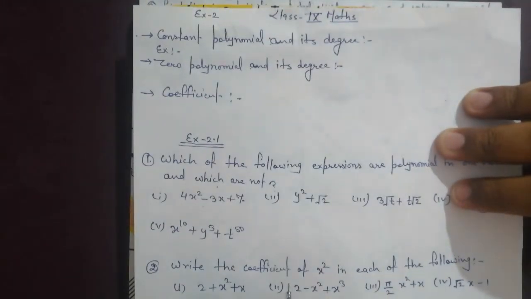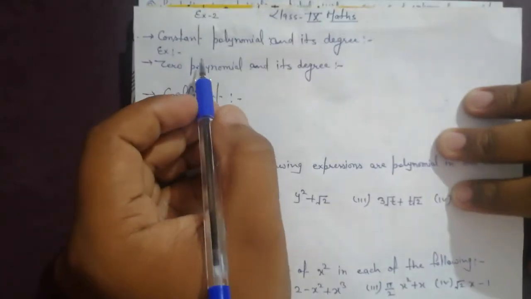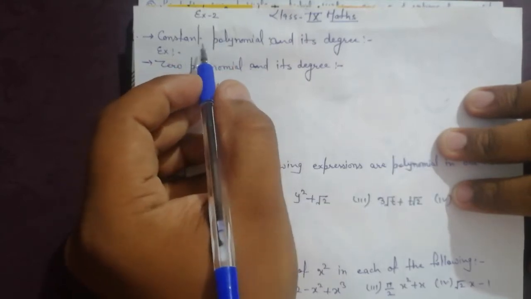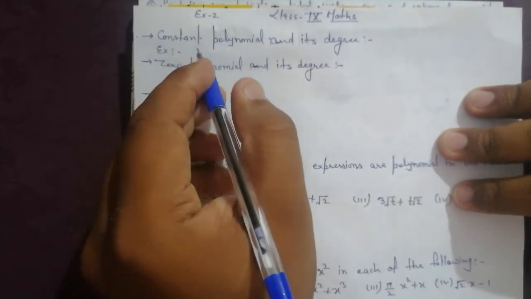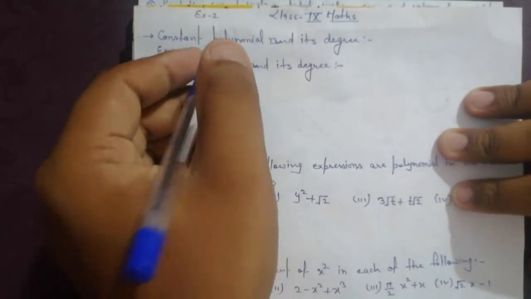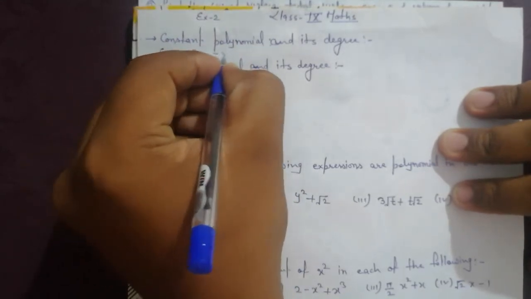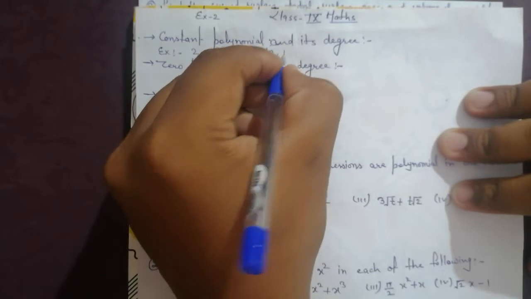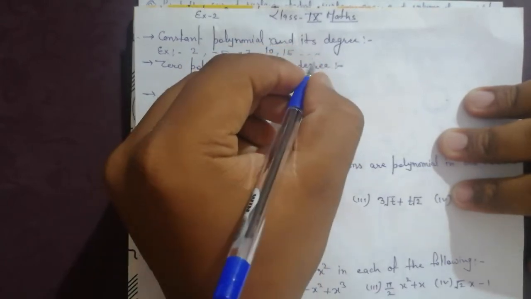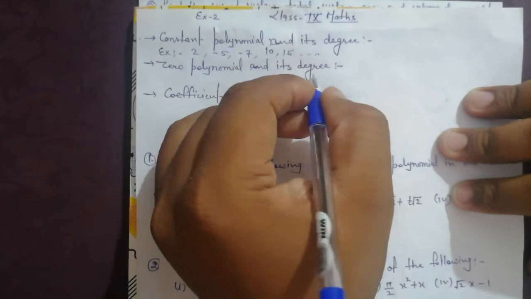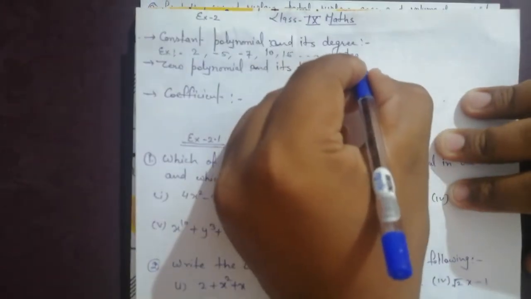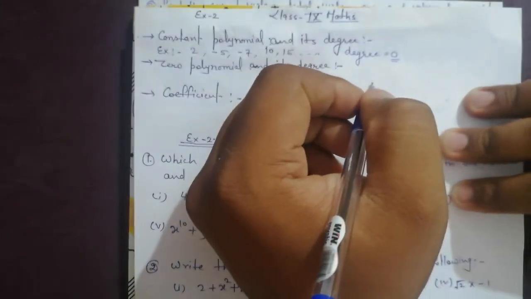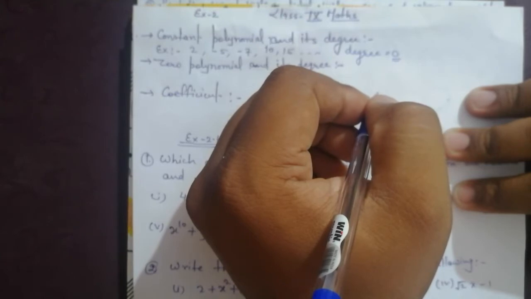A constant polynomial means we include all numerical values, like all numbers. All numbers are constant polynomials. Like we can write 2, -5, -7, 10, 15. These all are constant polynomials and its degree is always 0. Degree of a constant polynomial is 0.